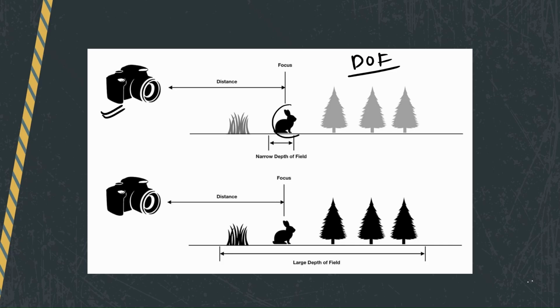Notice how only this rabbit is in sharp focus, while all of this fades away. And in the bottom picture, you can see that all of the trees, including the rabbit, are in sharp focus from front to back, right? Now, this depth of field is basically the range of distance within a photograph that appears acceptably sharp.